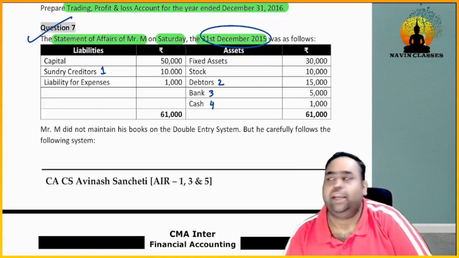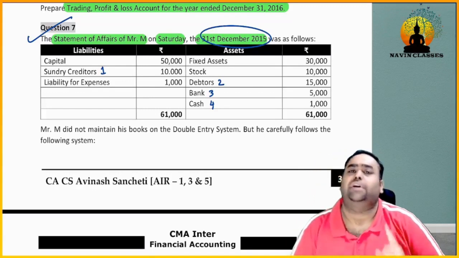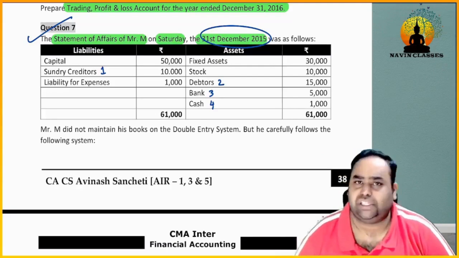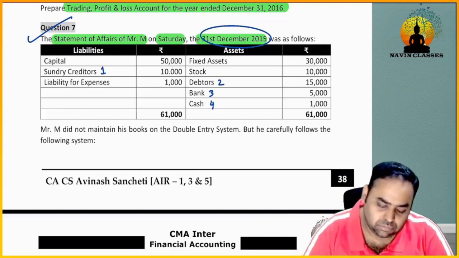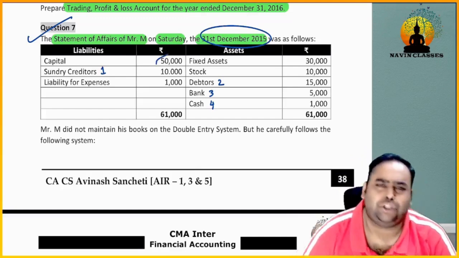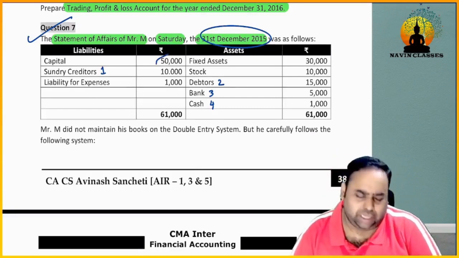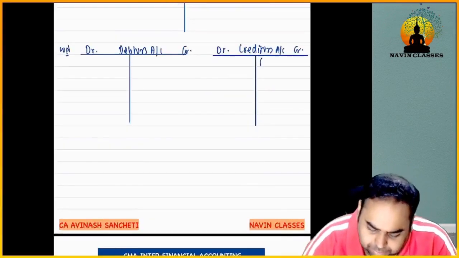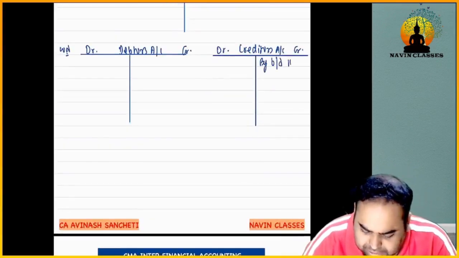Number 2. This question is not for the entire year, but only 13 weeks. If anything is given in weeks, please consider it based on 13 weeks. Capital is of no use to me, I'll just mark it. We're not preparing a balance sheet, so opening capital is of no use. Creditors are 10,000, I created the creditors account. Here write down by balance BD 10,000.